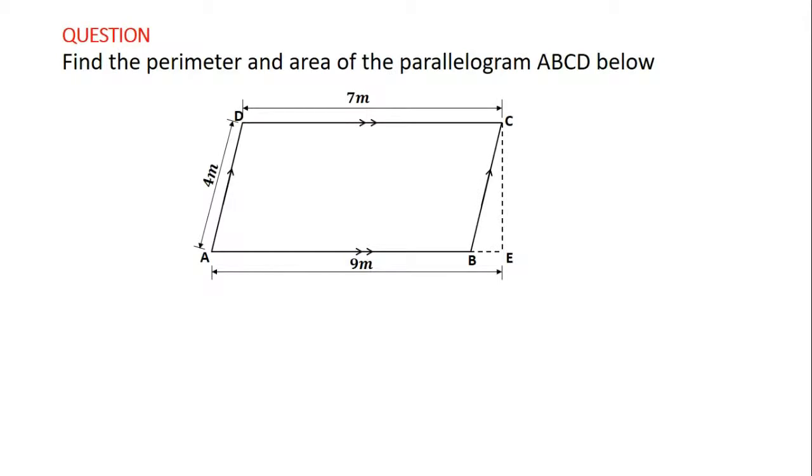We are on the topic mensuration. In the previous video, we learned how to find the area and perimeter of a parallelogram and we solved a question. In this video, we are going to solve another question. So let's consider the question for this video. Find the perimeter and area of the parallelogram ABCD below. So this is the diagram given to us and we are supposed to find the area and perimeter of the parallelogram ABCD.